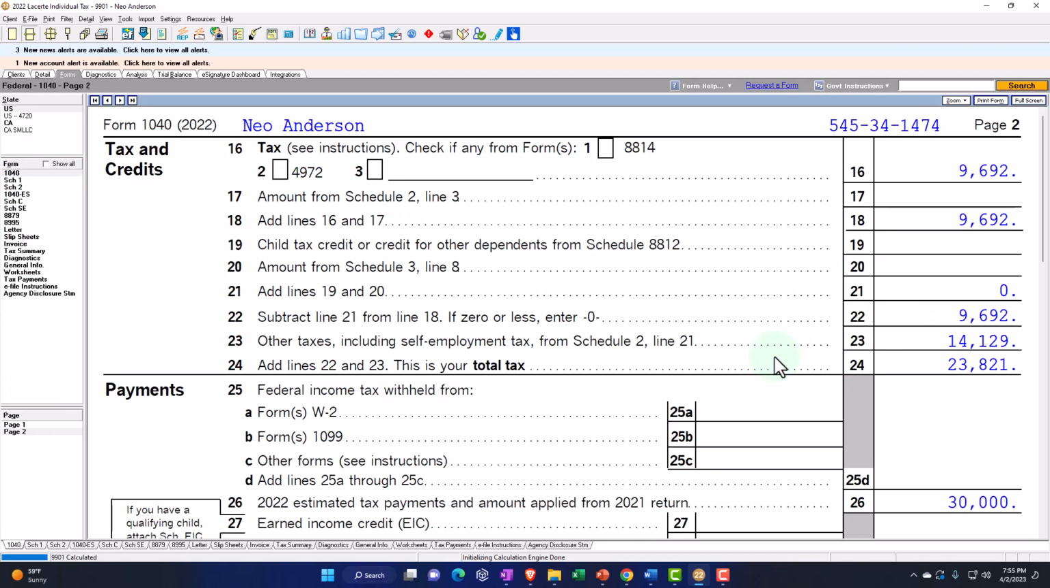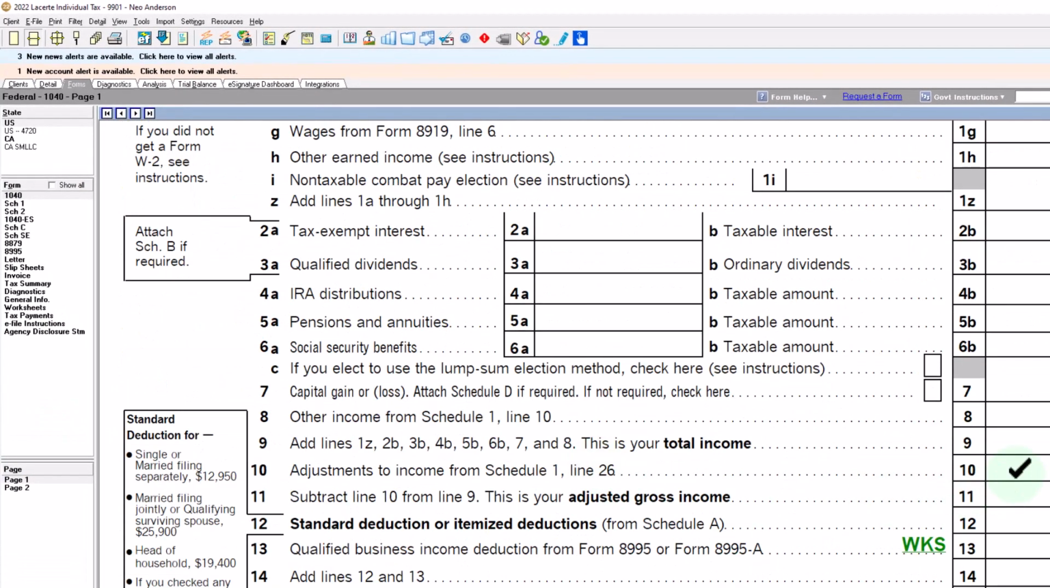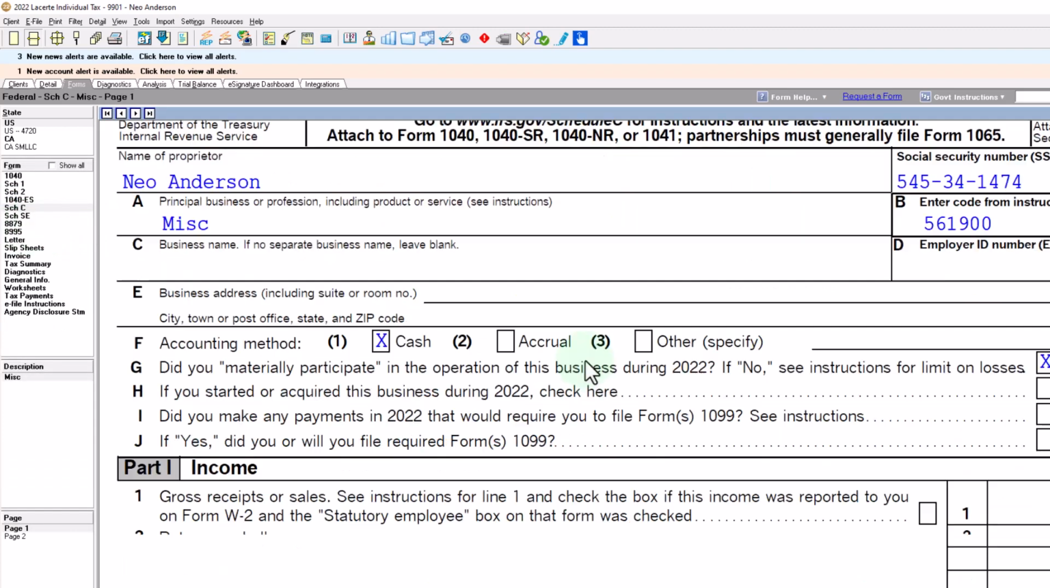Half of that is deductible on page 1, not on the Schedule C, but page 1 above the line deduction, which we can flow through that. It's going from the Schedule C.